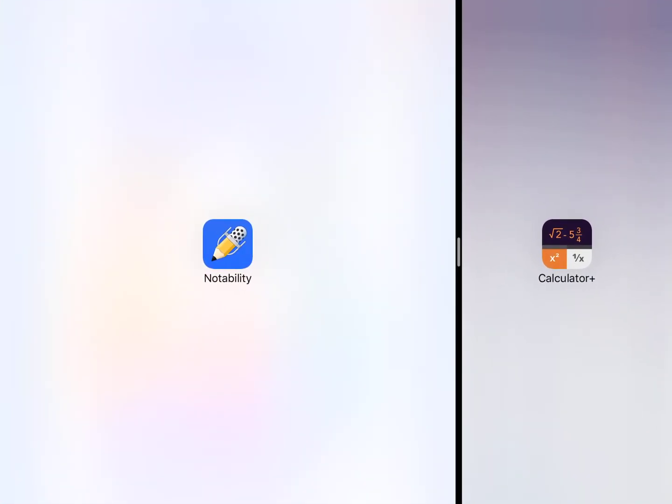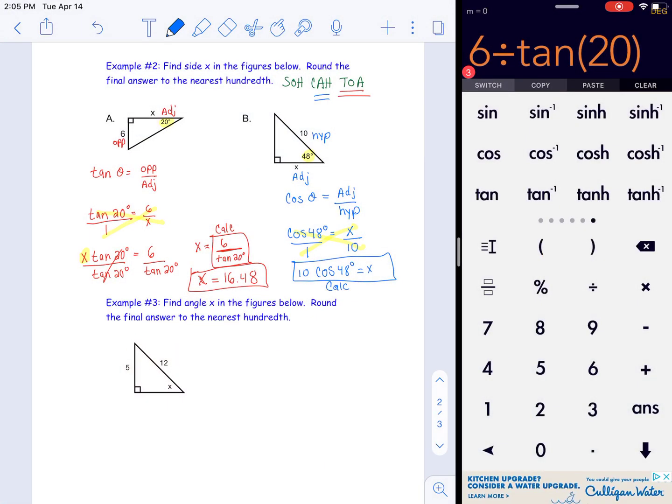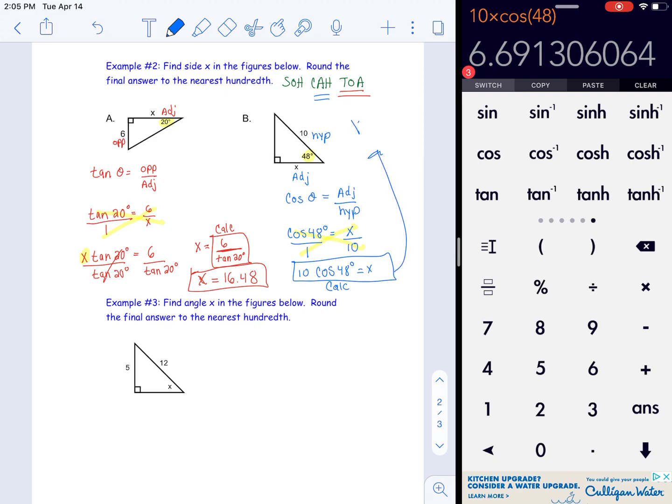So when I pull up my calculator, I'm going to clear this out. I'm going to put 10 times the cosine of 48 degrees. And I end up with 6.69. So my x is equal to 6.69. And that's the side that I was looking for.